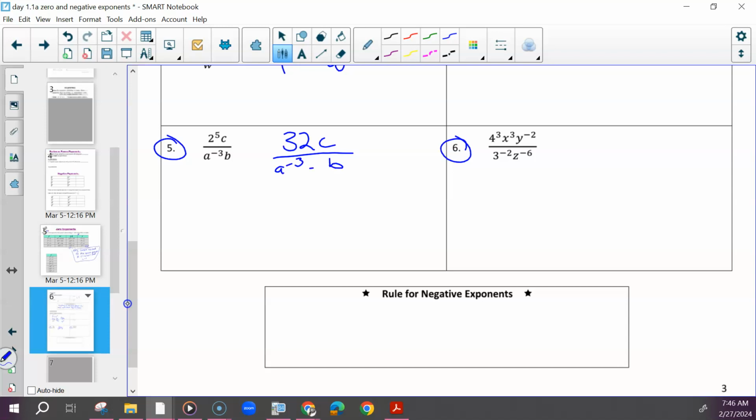Because I have a to the negative 3 in the denominator, it's going to get moved to the numerator. B is going to stay in the denominator because it doesn't have a negative exponent to be changed. So I'm going to put this in ABC order and move it to the top and make the exponent positive. So I didn't separate it like we were just doing, but you could. You could do 2 to the 5th times c all over a to the negative 3rd times b, and then change everything that needs to be changed and then move it. Questions on that one?